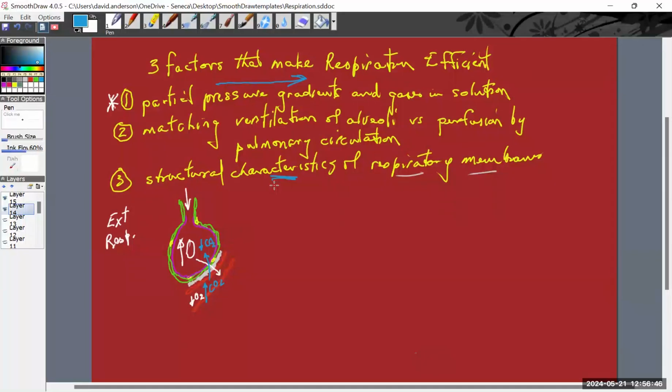And the reverse is true for carbon dioxide.